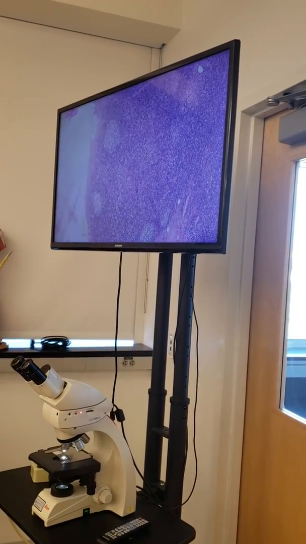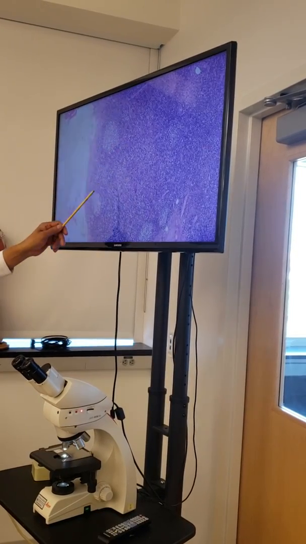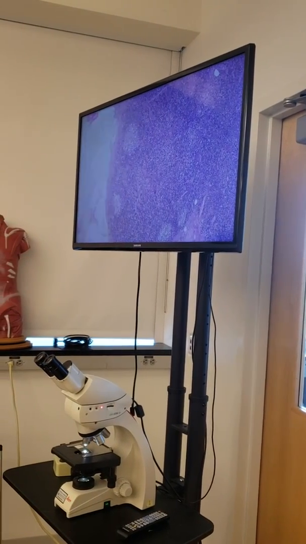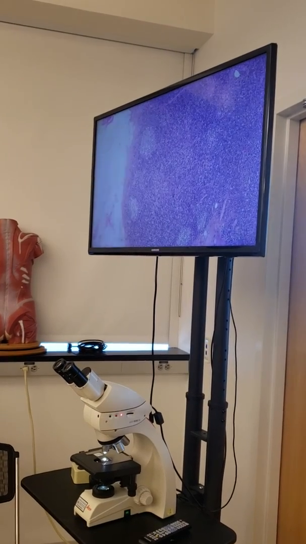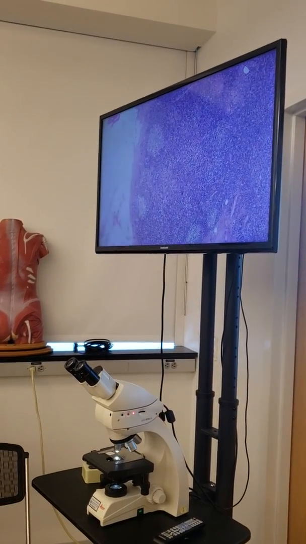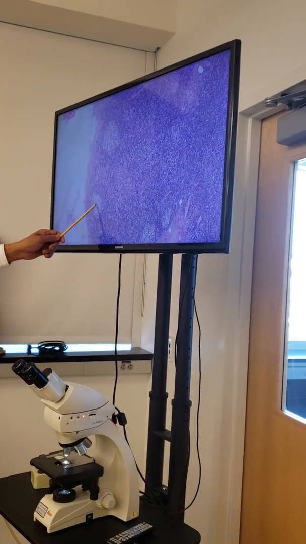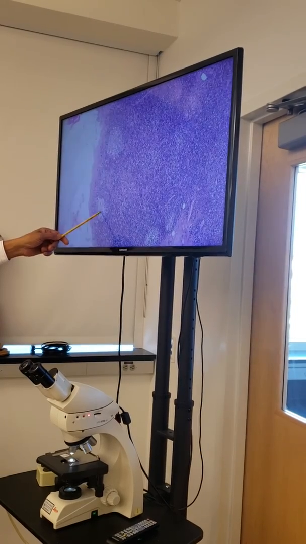In the cortex, what is this thing here? What is this whole thing here? Lymph nodule, or you can say follicle. Lymph follicle. And in this lymph follicle, in the center, the light color area, what is this? Germinal center.